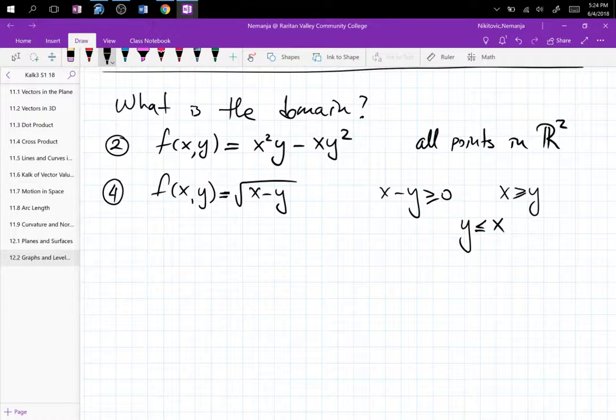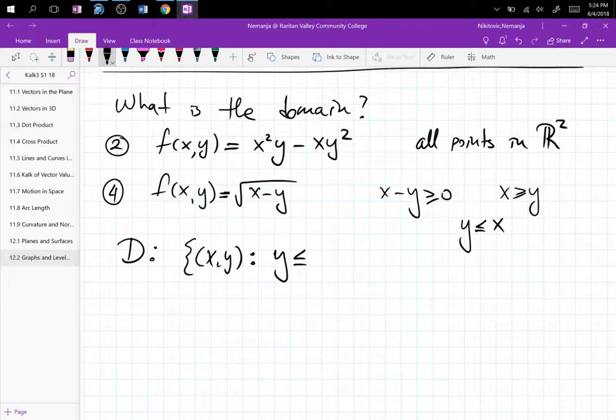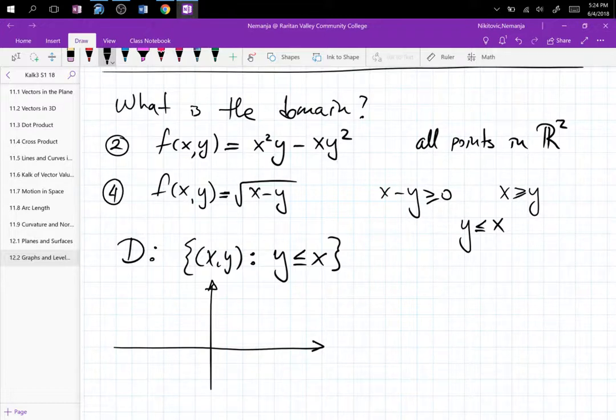So now, this is actually the domain. It is enough for you to state the domain is the set of all points x, y, such that y is less than or equal to x. This is actually the notation. There is nothing else to write. And to understand this notation, you can draw a graph for that particular domain. You are supposed to graph y equals x and then shade one side of that line.